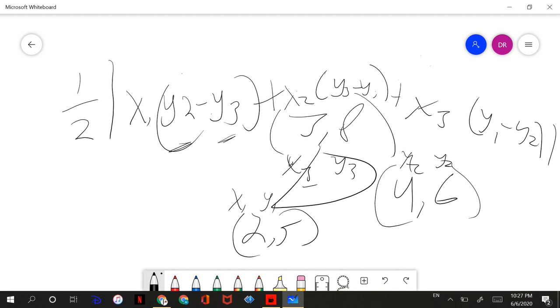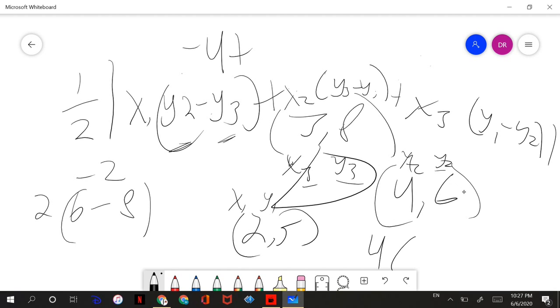So the first x, 2, times the difference of the second y minus the third y, so 6 minus 8, is -2. And 2 times -2 is -4. So the second x, 4, times the difference of the third y, 8 minus 5, that's 3, so 4 times 3 is 12. 12 minus 4 is 8.